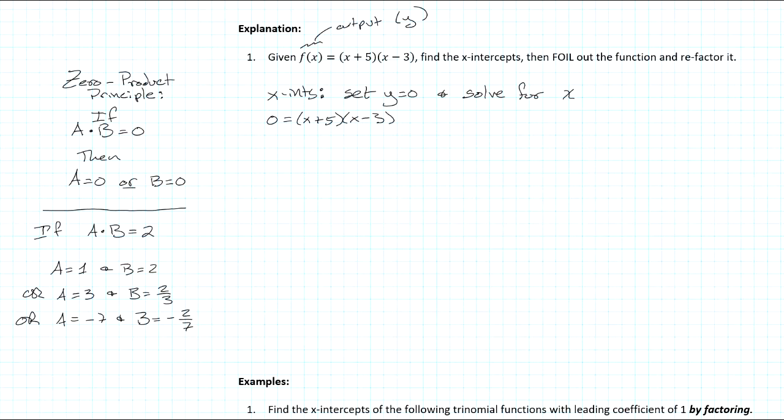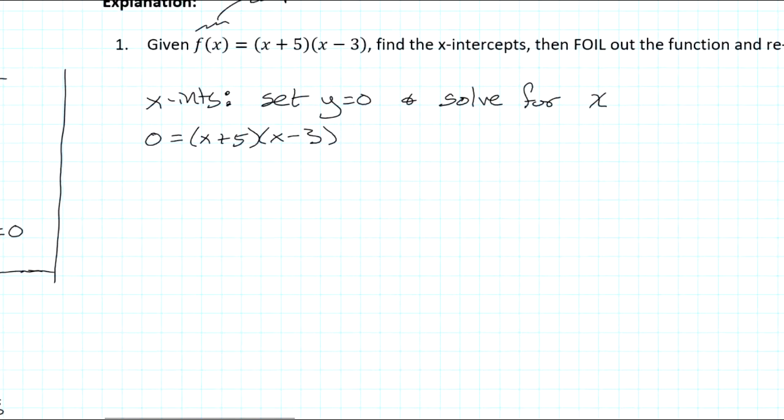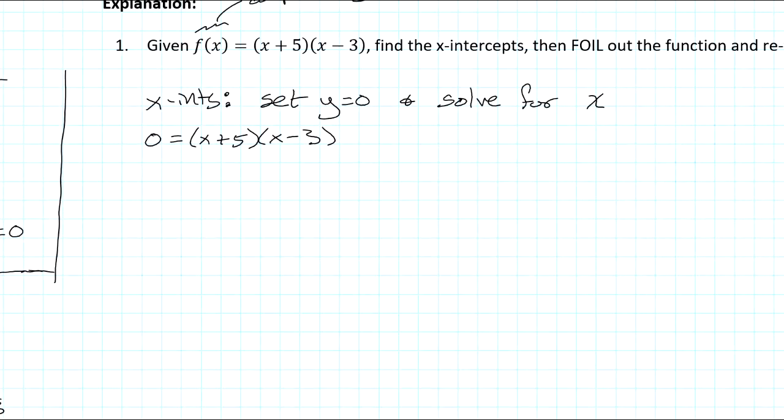However, if two things multiply to be 0, this is a special case where that means one of those things has to be 0. We can only get 0 if we have 0 times something, or something times 0. So with that, we can note the multiplication in this problem. This is a times right here. So what we get with this is that either x plus 5 equals 0 or x minus 3 equals 0.